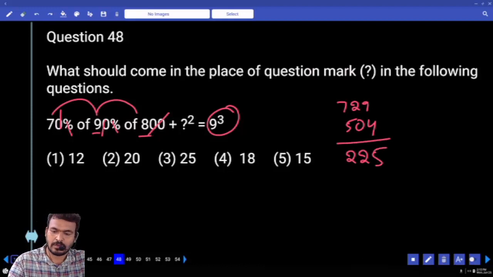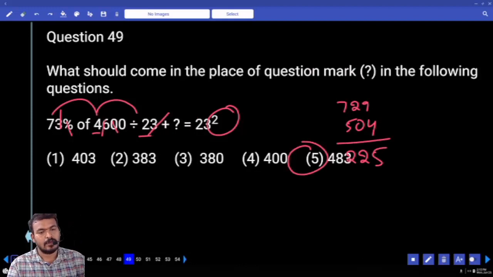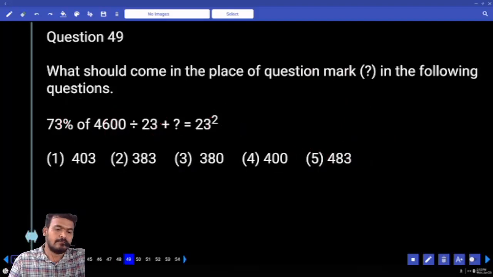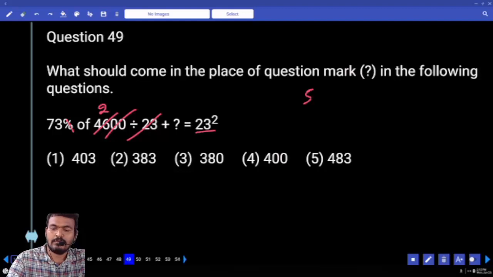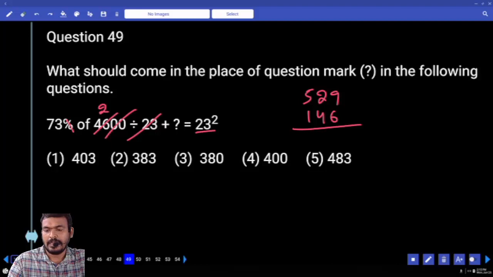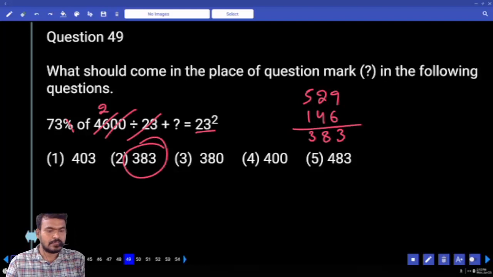It is which one square? 15 square. It's 49. First of all, percentage 2 zeros are cancelled. 23 how many times? 2 times. 73 to the 146. What is the 23 square? 529. 529 minus 146. End with 3. 12 minus 4, 8. Answer should end with 83. Means it is 383. Which option? Second option.